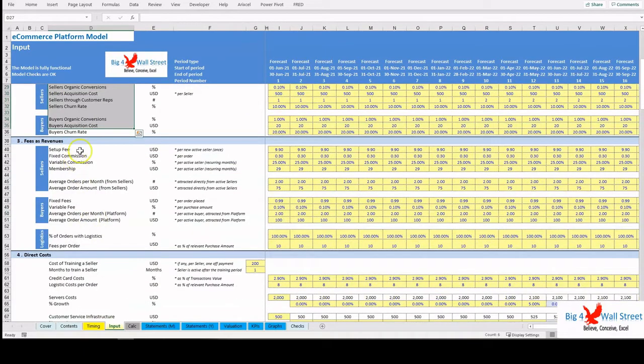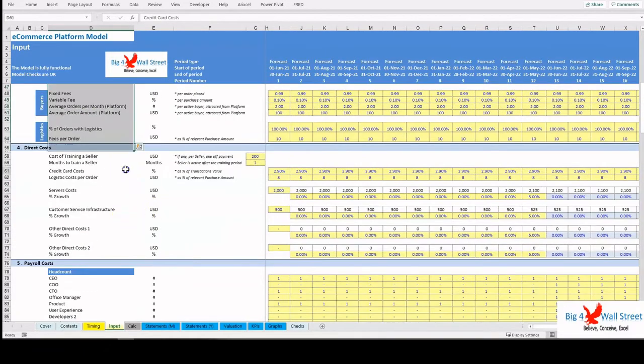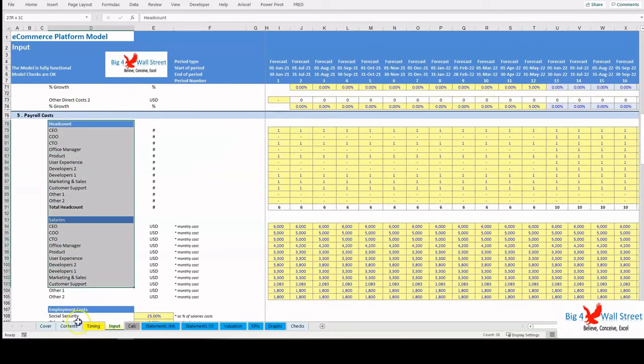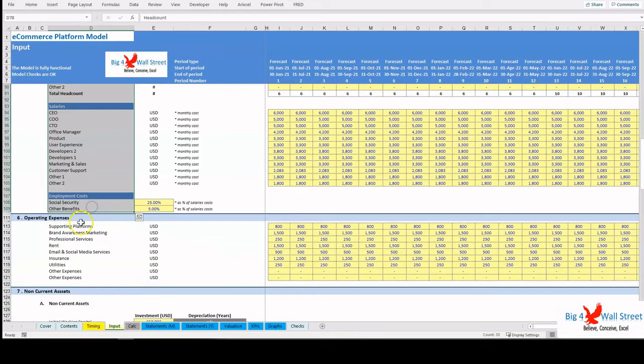Moving on, the cost is comprised of 3 main categories: direct costs, commissions, payment processing, servers, marketing platforms; labor cost, headcount, salaries, employment costs and other benefits; and operating costs, rent, utilities, insurance, advertising, other supporting tools, etc.